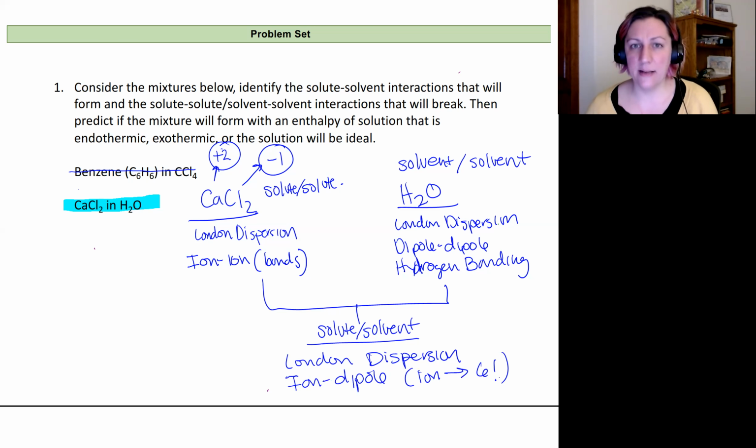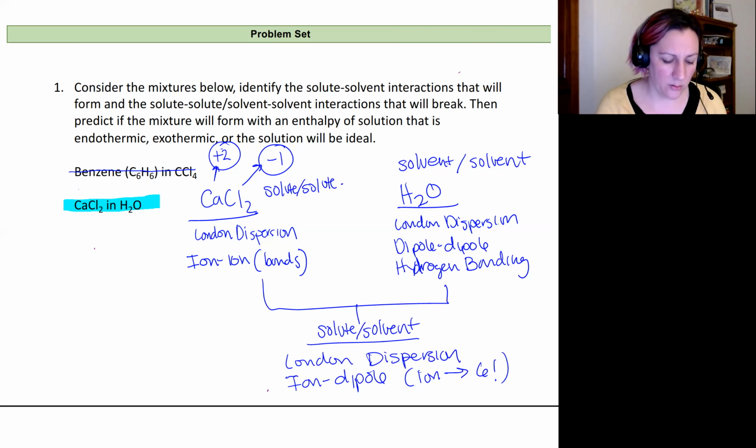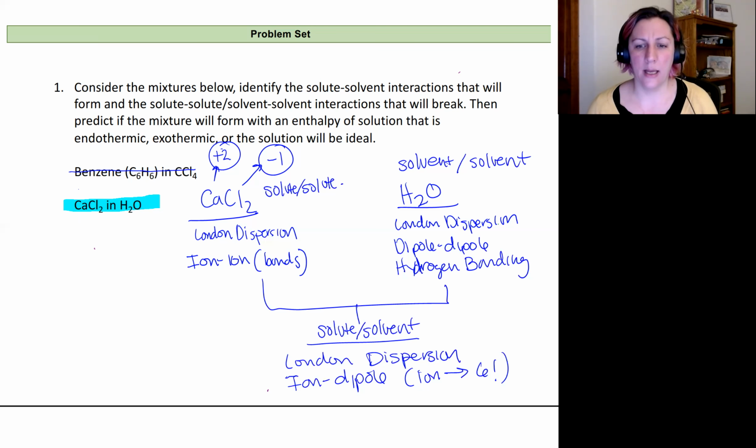So now comes kind of the difficult part of evaluating, well, am I going to put more energy into breaking this, or am I going to get more energy out from forming this solution? And it's kind of one of these comparative studies where you're weighing your different options. So when we look at our calcium chloride, for instance, we have these ion-ion interactions that are breaking apart, and they're being replaced with ion dipole interactions. And so the ion-ion interaction is stronger. That's true, but we might not have as many. There might be 4 versus the 6.